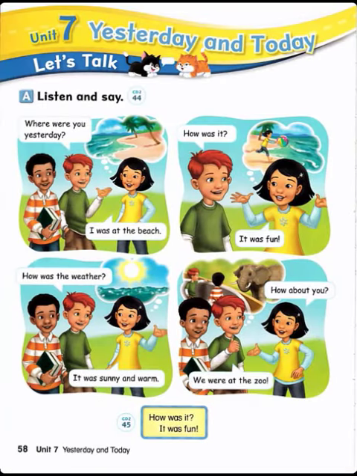Page 58, Unit 7, Yesterday and Today. Let's talk. A. Listen and say. Where were you yesterday? I was at the beach. How was it? It was fun. How was the weather? It was sunny and warm. How about you? We were at the zoo.